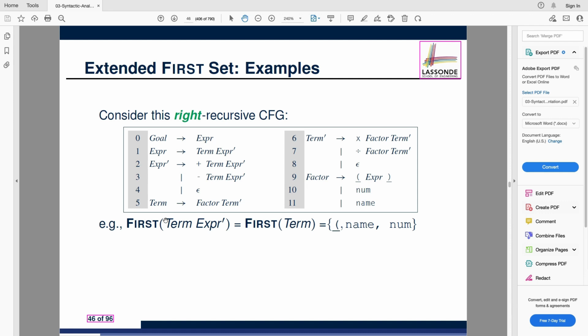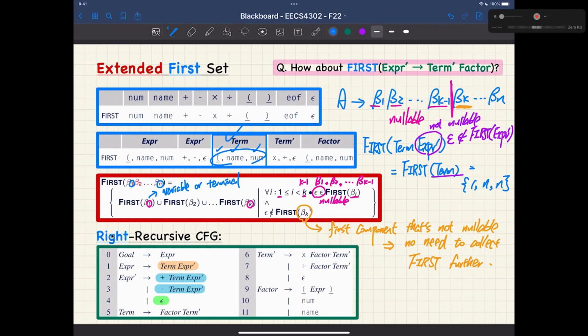William, go ahead. Question. I feel like at some point you said that expression prime is not nullable. Term. What I really meant to say was term. Yes, I meant to say term. Maybe you're right. In order to calculate the first of this particular list, you definitely have to include the first of the term over here for sure.